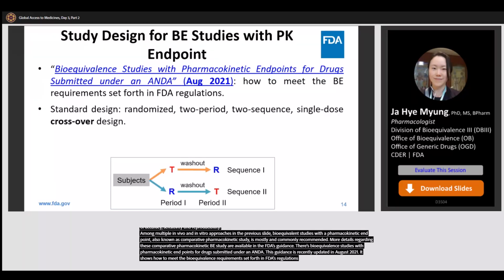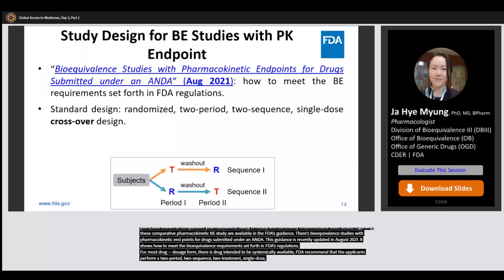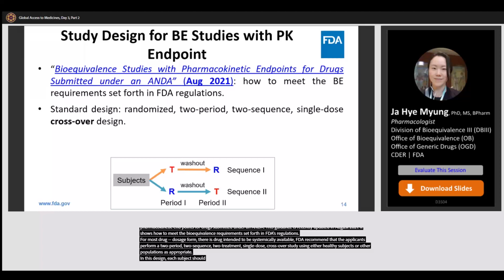For most dosage forms that release a drug intended to be systemically available, FDA recommends that applicants perform a 2-period, 2-sequence, 2-treatment, single-dose crossover study using either healthy subjects or other populations as appropriate. In this design, each subject should receive each treatment, the test or reference product, in a random order.